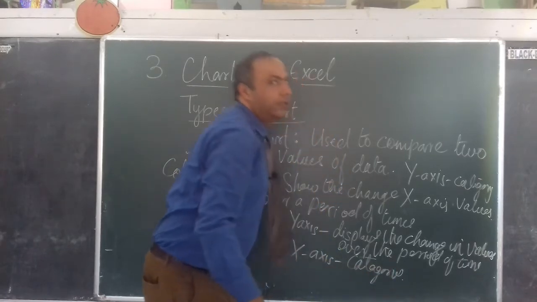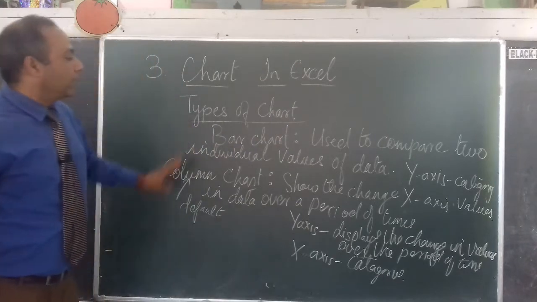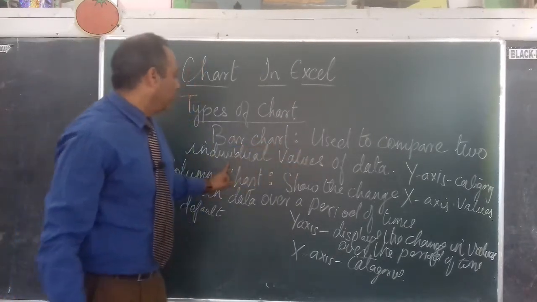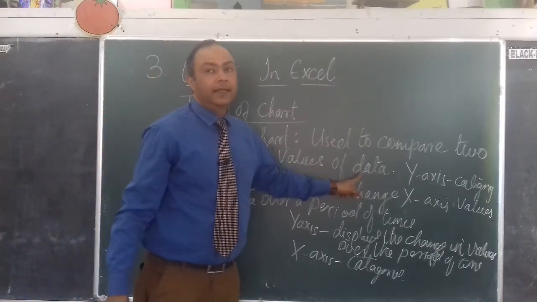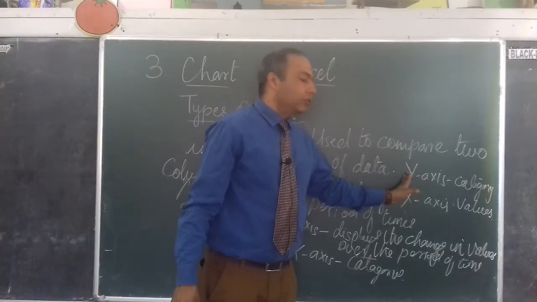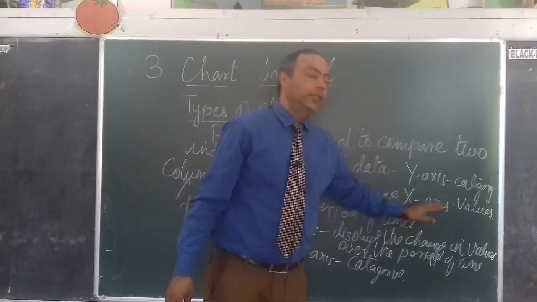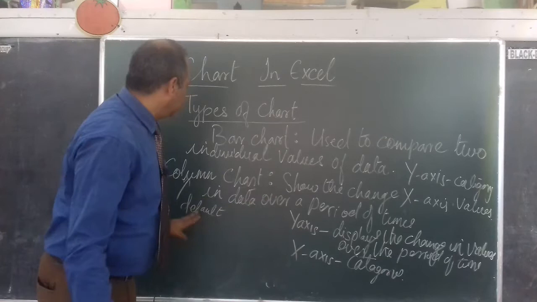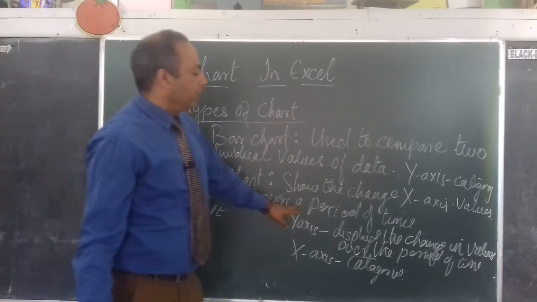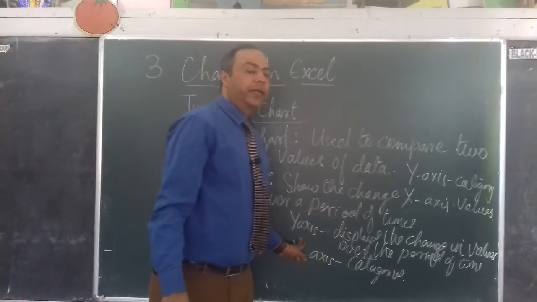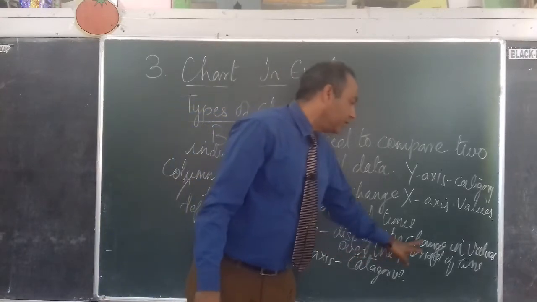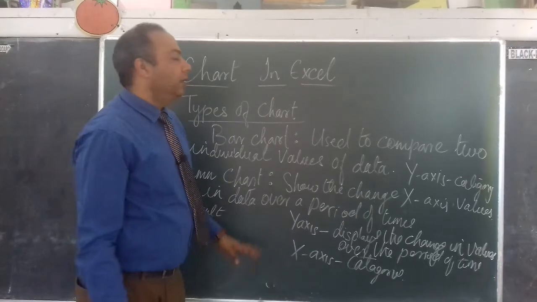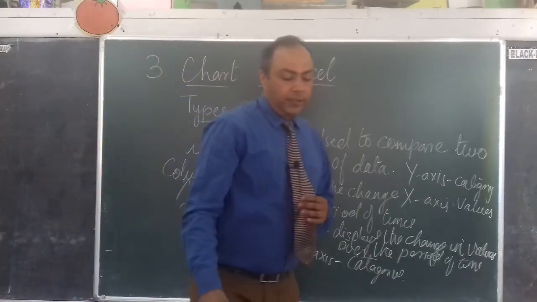You need to understand there are two types of chart: the bar chart and the column chart. Bar charts are used to compare two individual values of the data, and the y-axis shows the category and the x-axis shows the values. The column chart shows the change in data over a period of time. Here the y-axis displays the changes in the value over the period of time, and the x-axis shows the category. So these are the two types of chart.